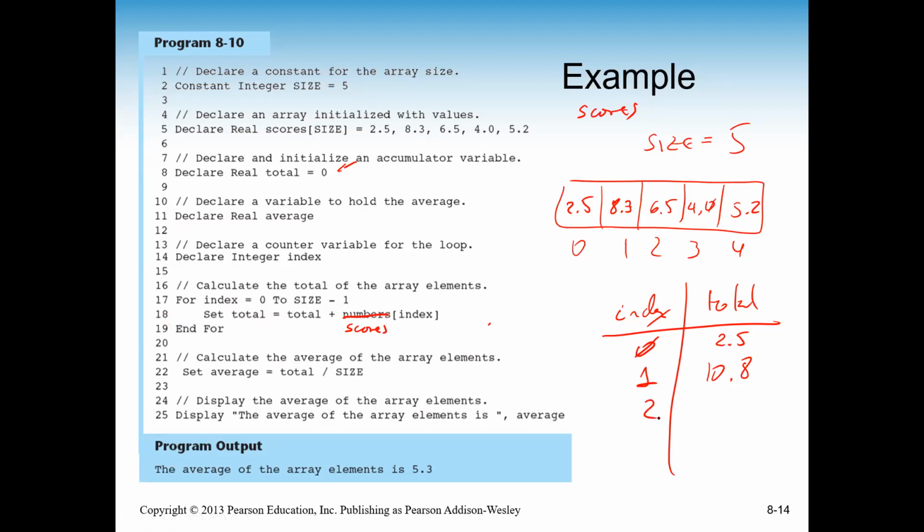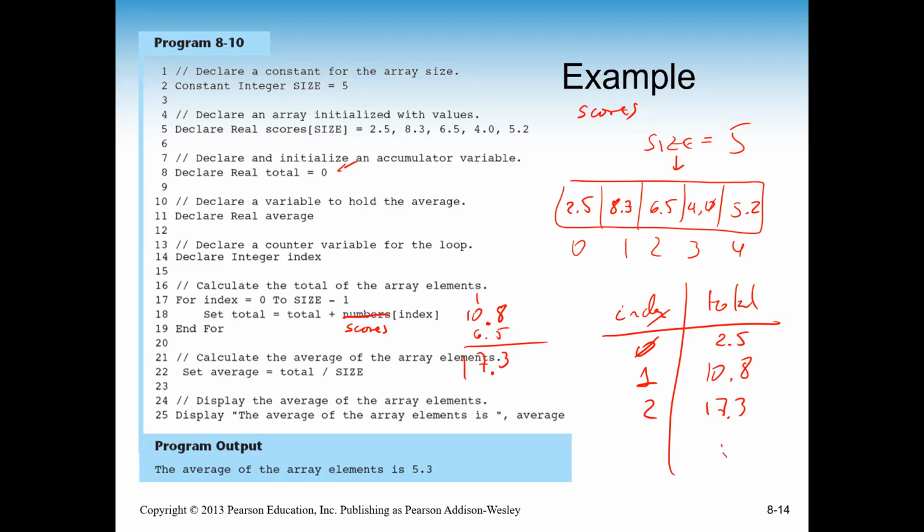So now index is going to be 2. And you're going to say 10.8 plus scores[2]. scores[2] is 6.5. You can see that there. All right, so you're going to take 10.8 plus 6.5. So that's going to be 17.3 or so. And so on. Do you see that? Make sense? Okay. And that's the approach.